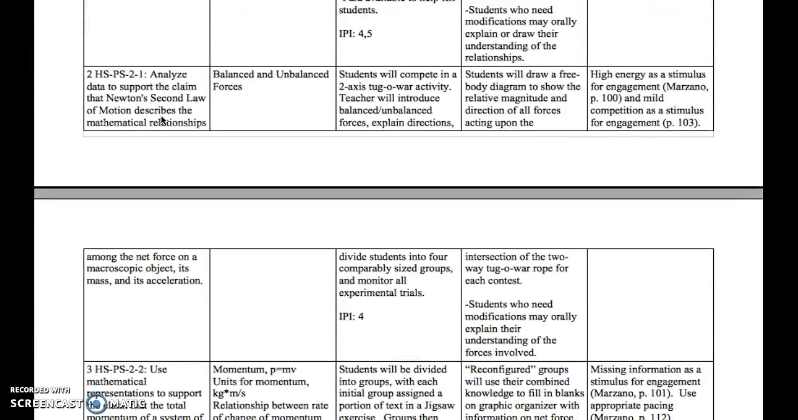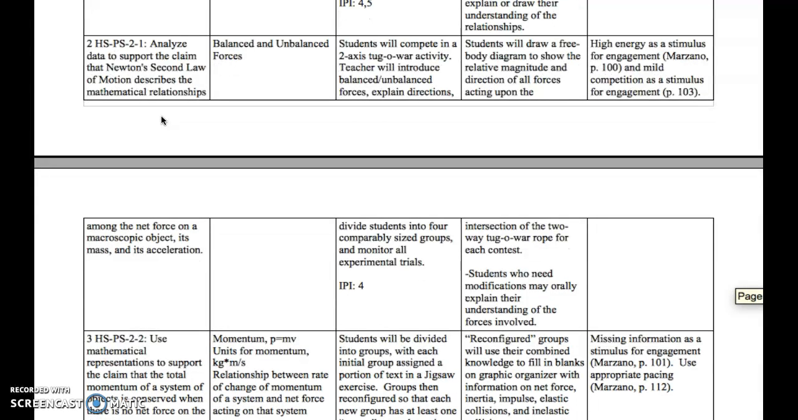The second standard is the same as the first, Newton's second law of motion, this time balanced and unbalanced forces. So this is what we will be doing come Monday, weather permitting. I went to the gym teacher, I found a 2-axis tug of war rope, and I'm going to divide them up into relatively equally sized groups of students, and then have them tug of war.